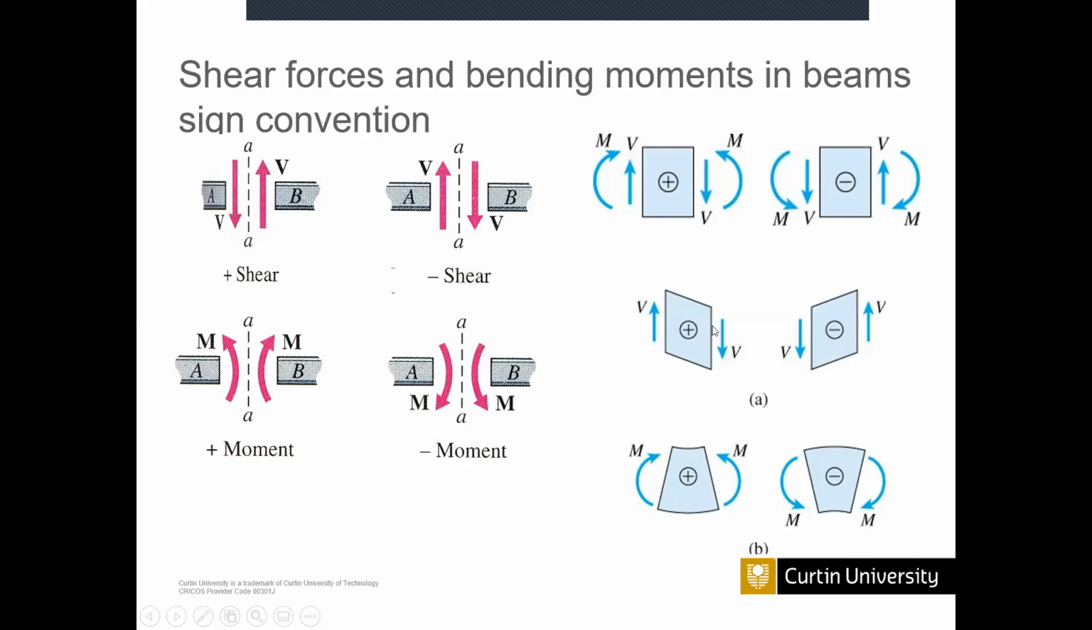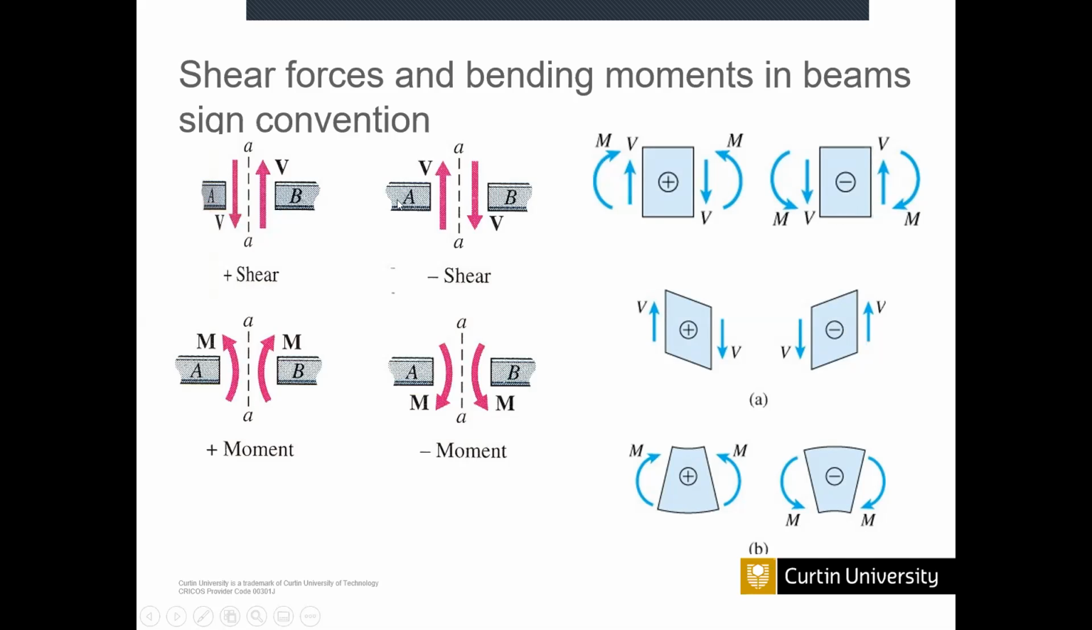This is the shear force sign convention. You can see if it is like this, downward and upward, this is positive. If it is like this, it is negative. And if both shear force and bending moment are together, this is hogging and the same thing, positive. If it is sagging with this kind of shear force, it is negative. So this is the separation.